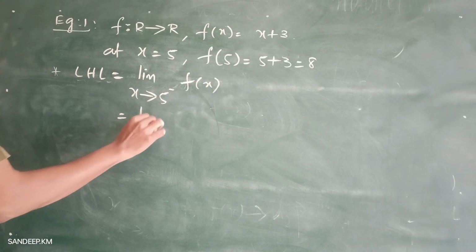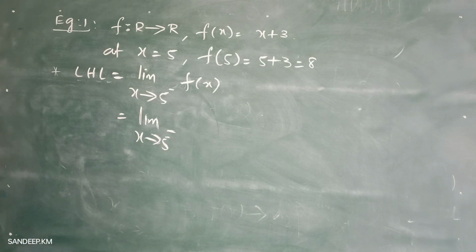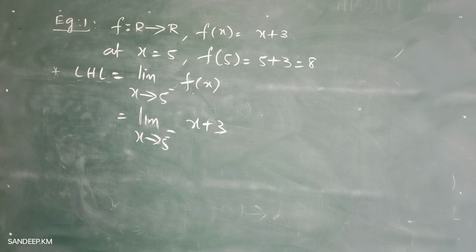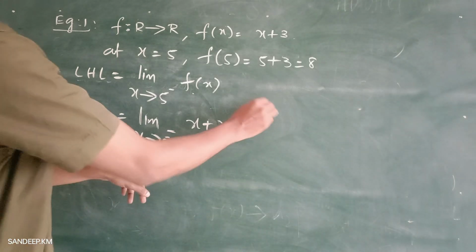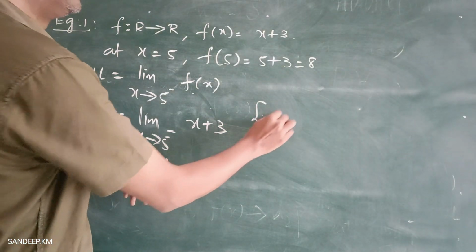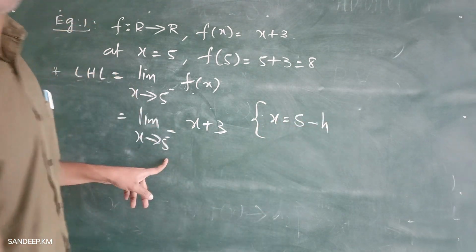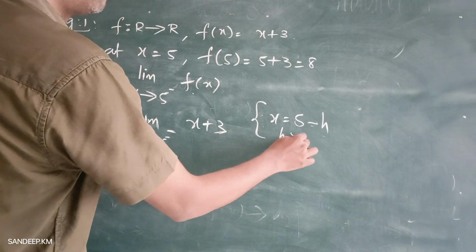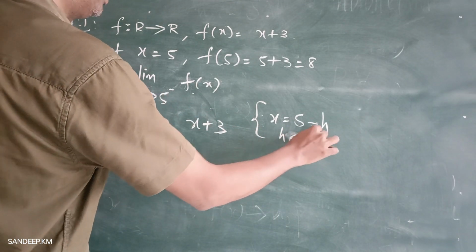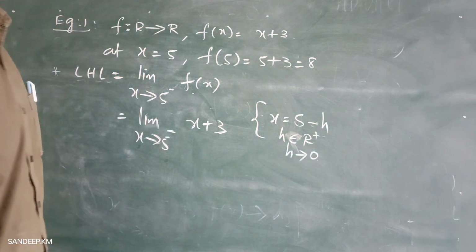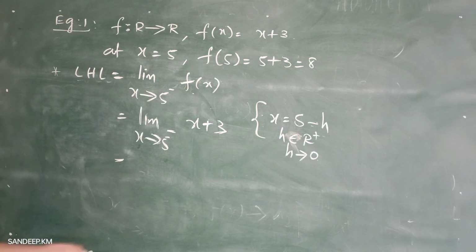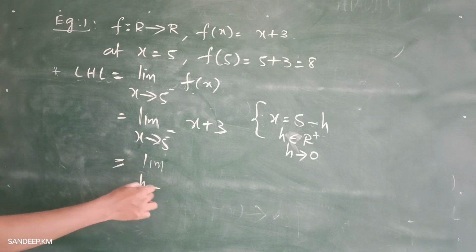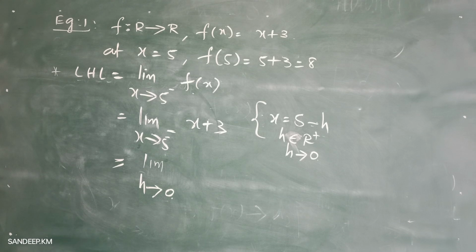So limit x approaches 5 from the left side, f of x is x plus 3. Please understand one thing, dear students. When I said x is approaching 5 from the left side, it means what? x is equal to 5 minus some number h, where h is a positive real number, and at the same time h is approaching 0. So instead of writing x approaches 5 from the left side, I will write h approaches 0. So I am changing the variable here.